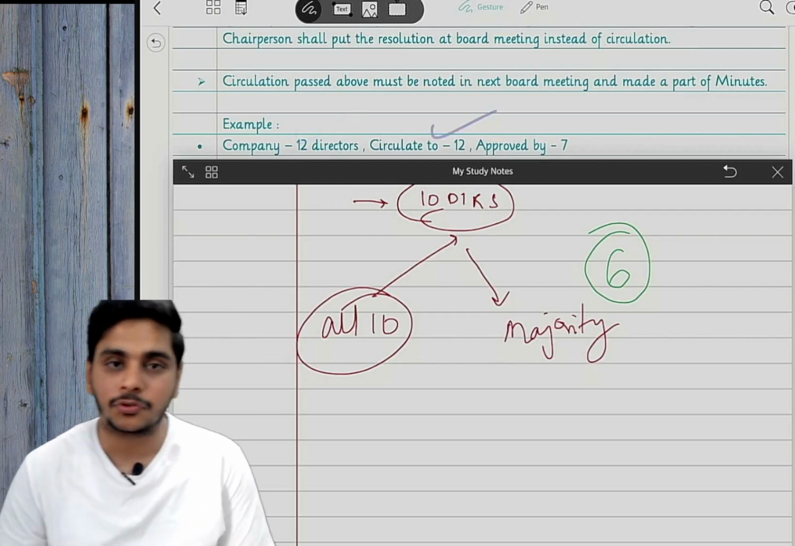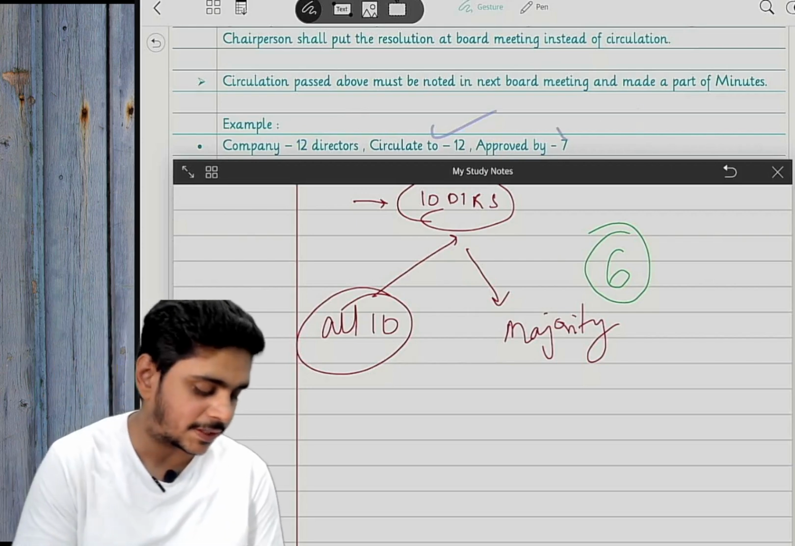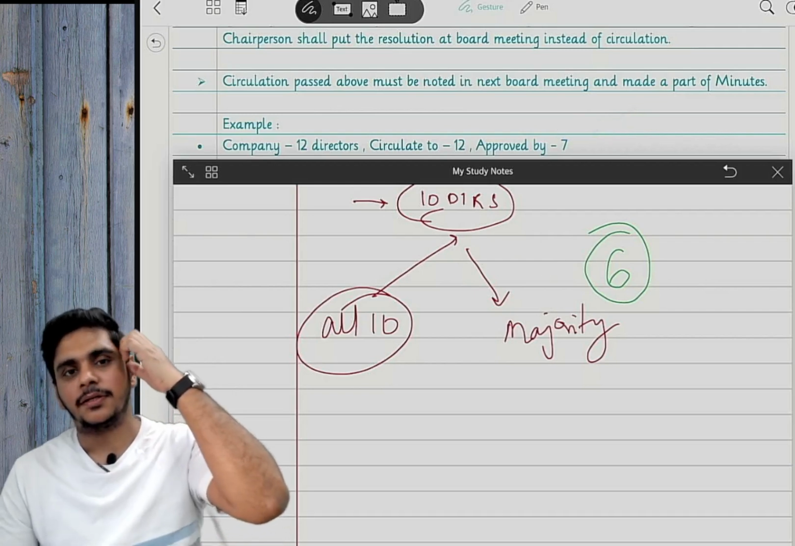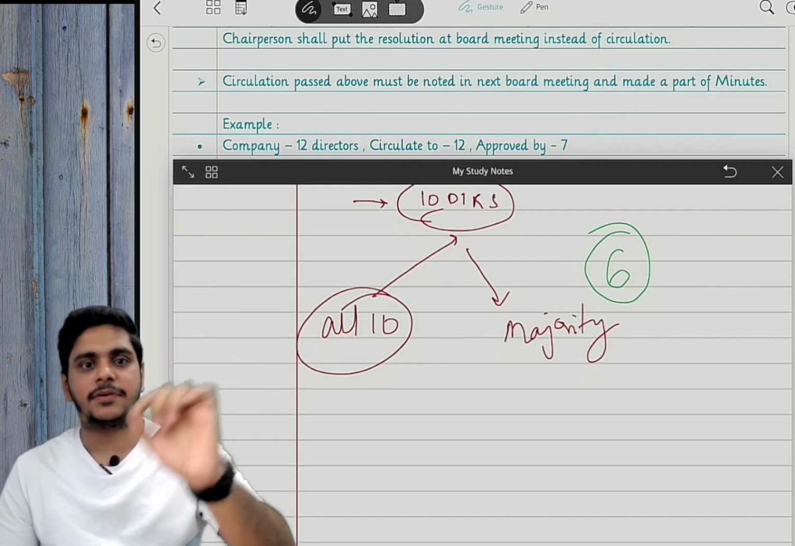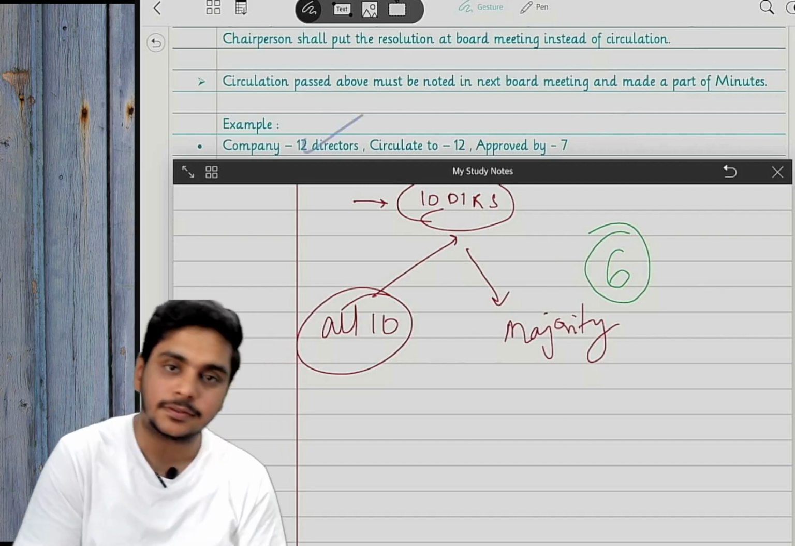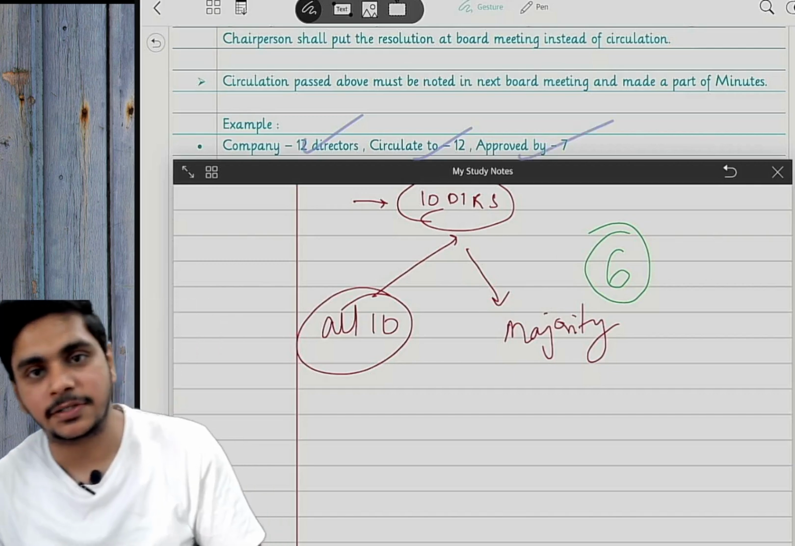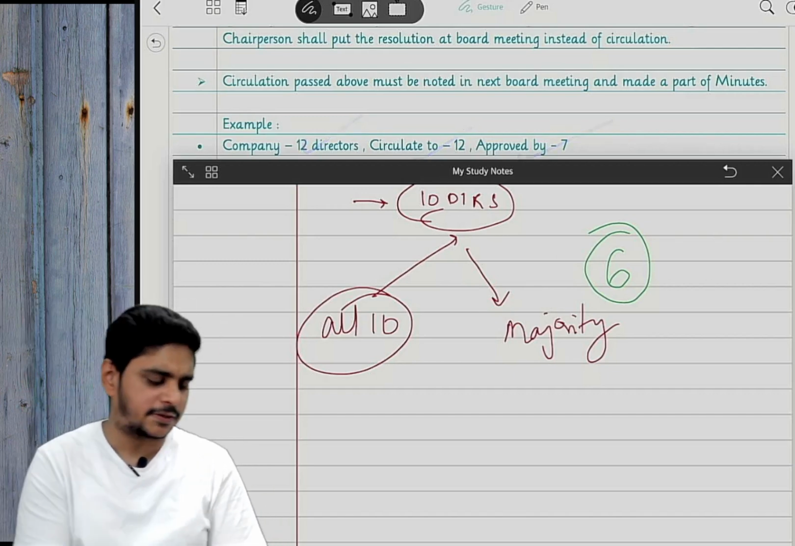It is circulated to 12 and is approved by 7. Is section 175 complied? You need to answer, is section 175 complied? Company has 12 directors, circulated to 12 and it is approved by 7. Is section 175 complied? The answer is yes, sir. Section 175 is compliant.